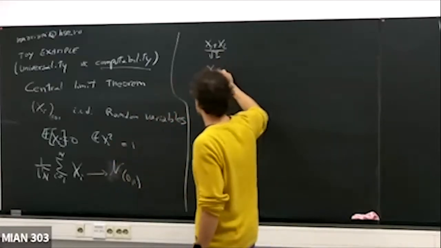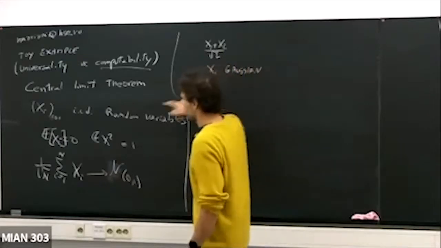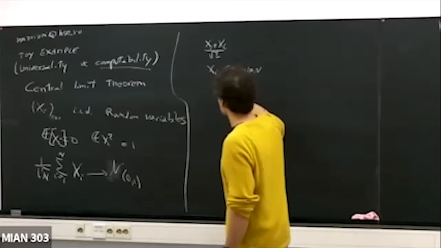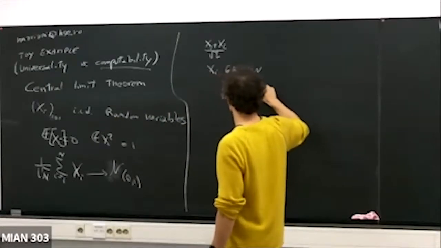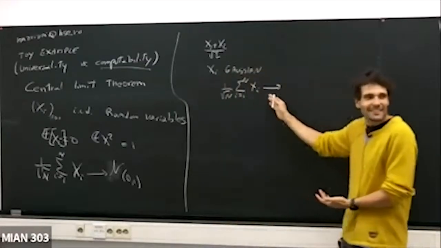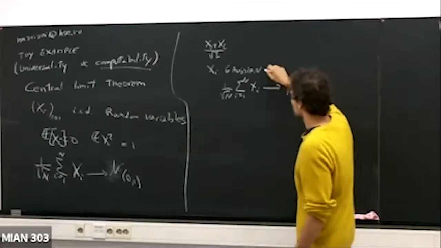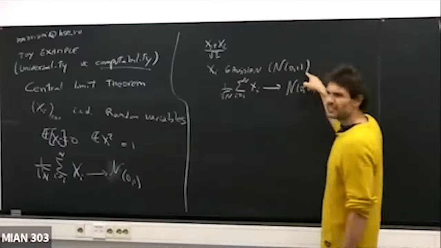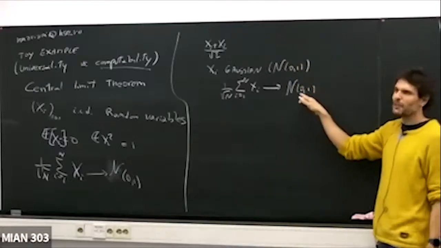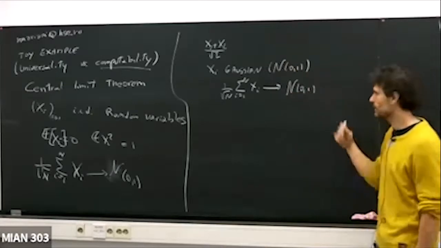So if the xi are Gaussian and IID and so on, then this limit we can compute explicitly. This converges, because it's already the same for every n, the law, to a normal N(0,1). We will never use this notation, it's just in this example. It means a Gaussian random variable with mean 0 and variance 1.